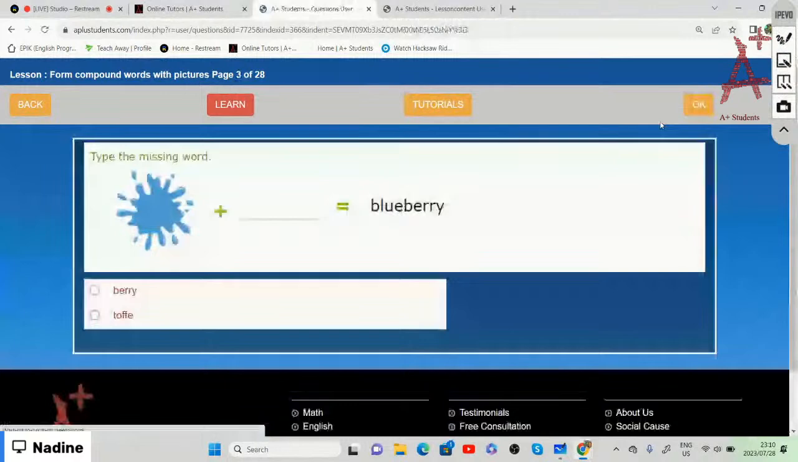All right, then we have the color blue. We have the color blue plus what equals, the compound word is given, blueberry. So blue plus, is it berry, or blue plus toffee equals blueberry. So we need to choose the correct word, or the missing word, to fill in that sentence. So this is berry, because blue plus berry equals blueberry.